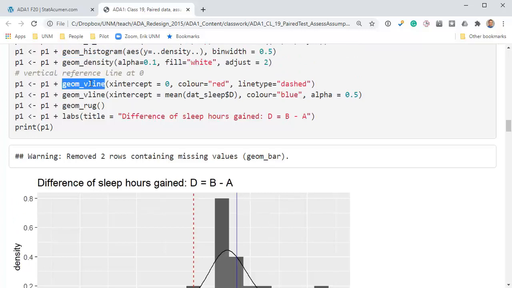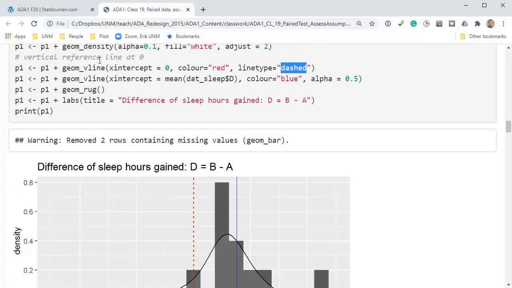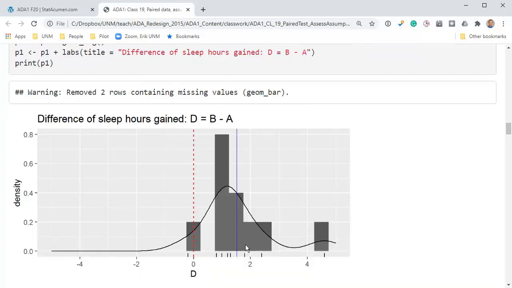I've put in a vertical line at x equals 0, which is a red dashed line, just to give a reference point. If A and B were the same, then they would be centered at 0. But instead, they are centered at the mean of the difference. So I've put in a y-intercept of the mean of the D column in dat underscore sleep. I made that a blue solid line, and it's up here.